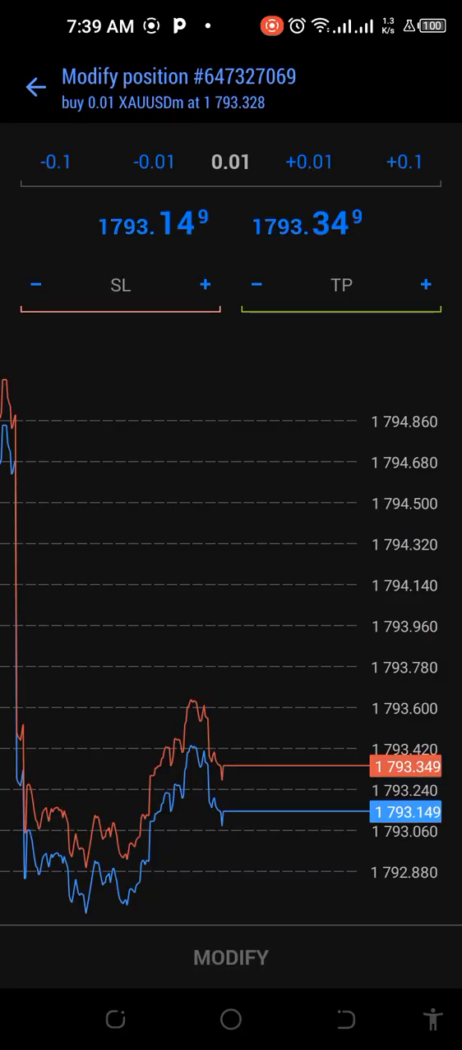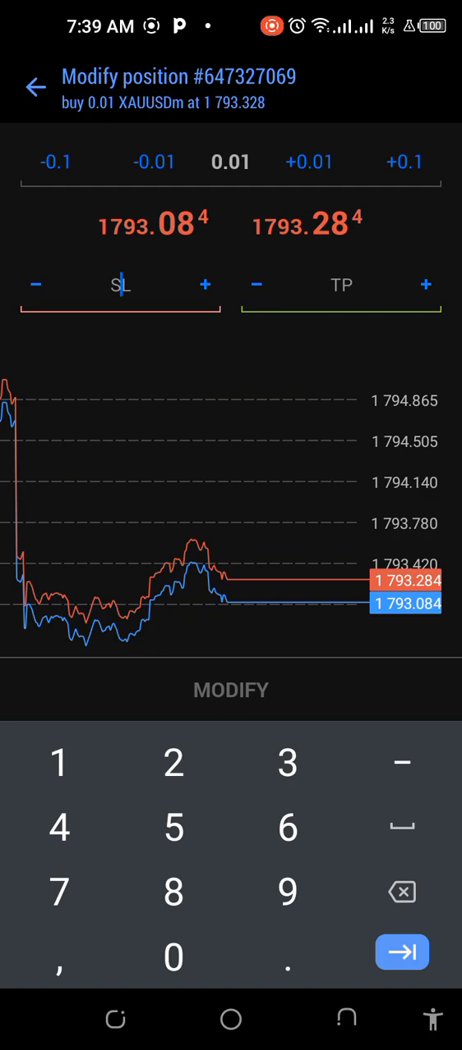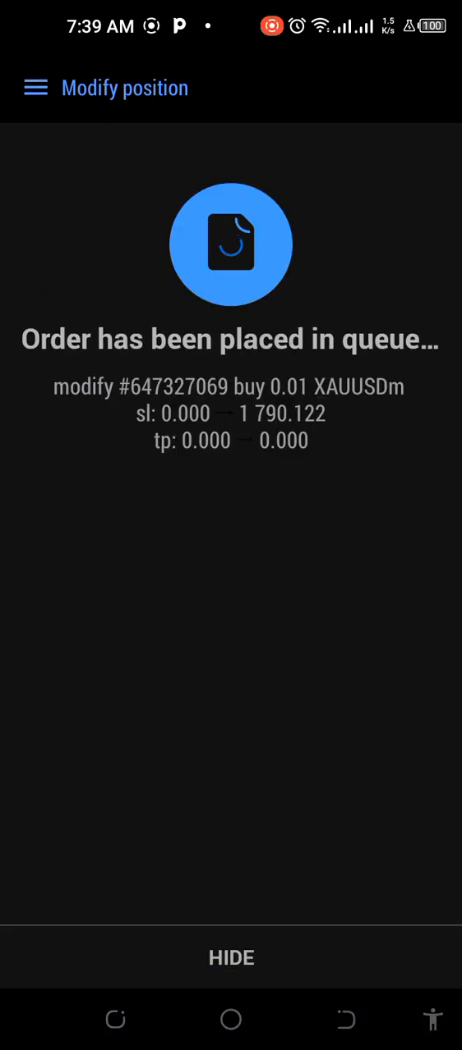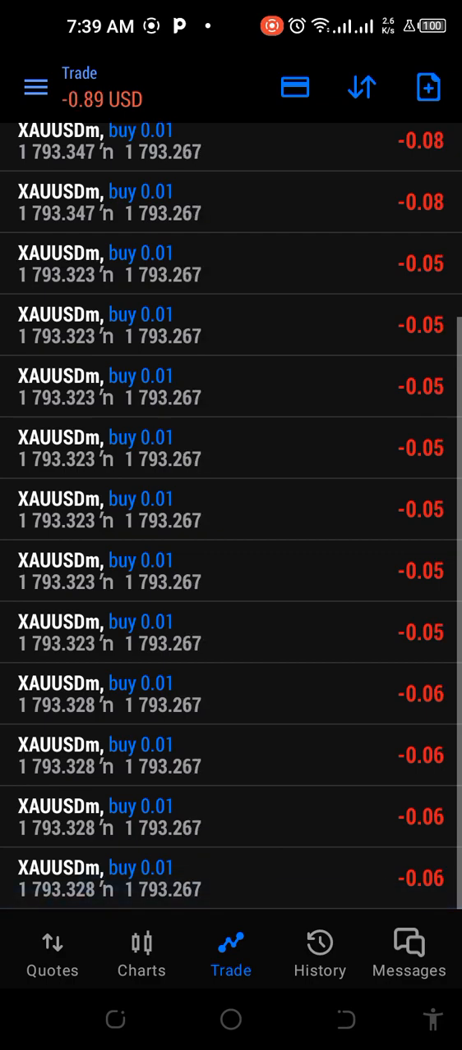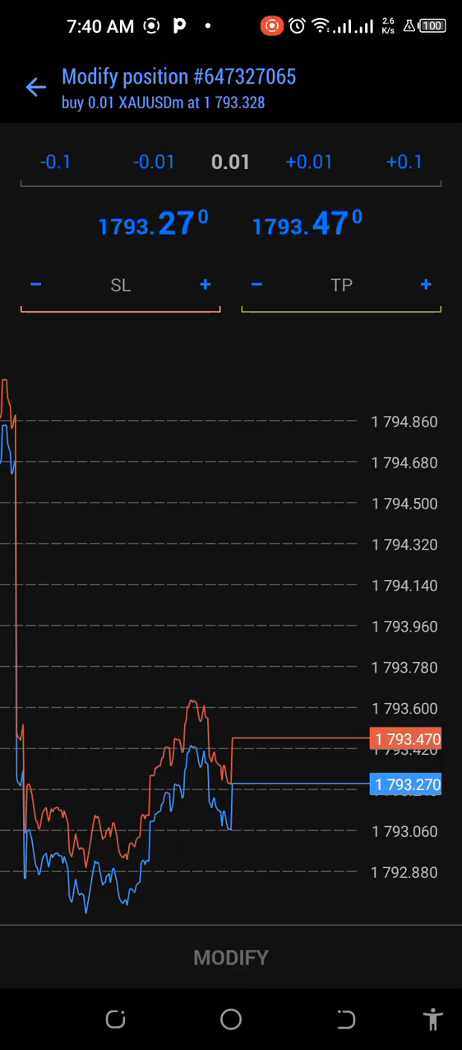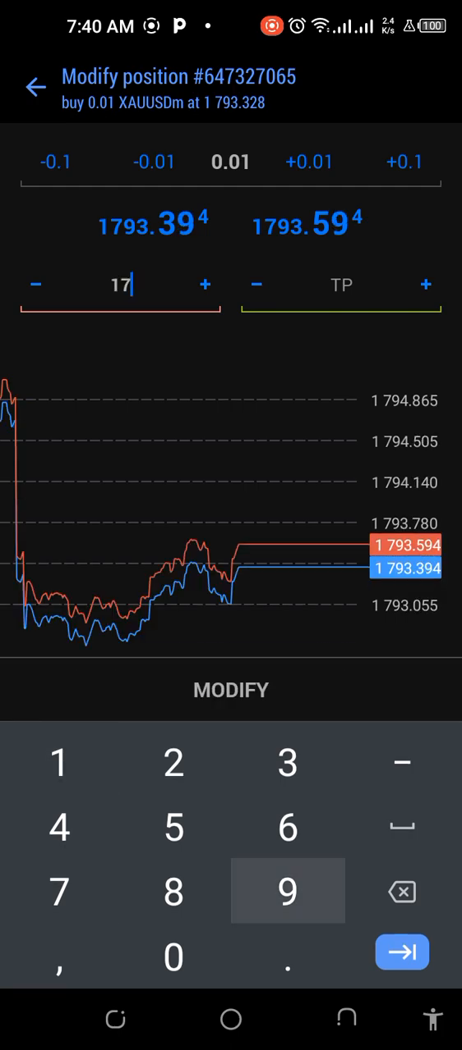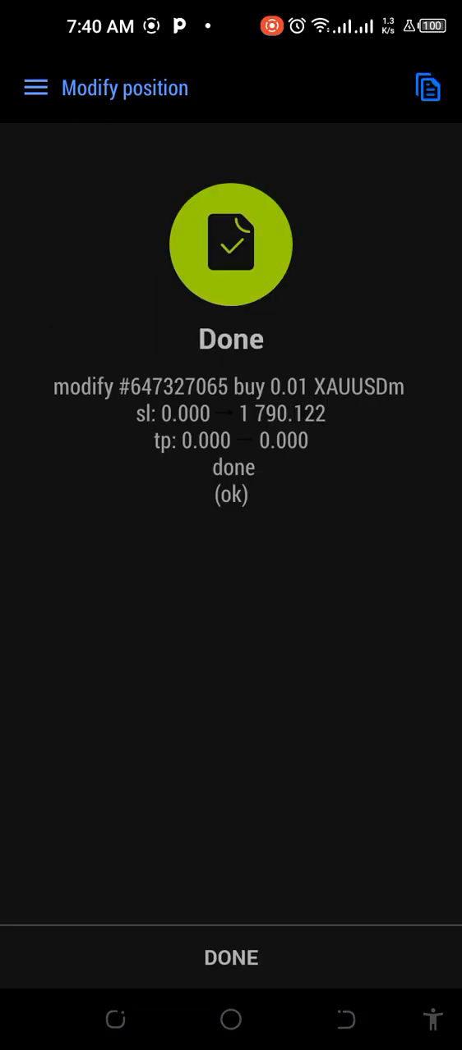So we are still on it. I'm putting my stop losses one after the other. I'm just modifying and putting my stop losses now. Let's wait and see what will happen next.